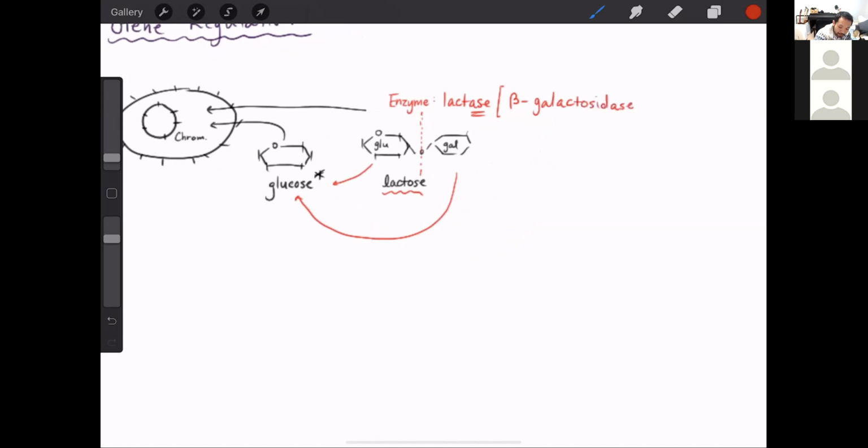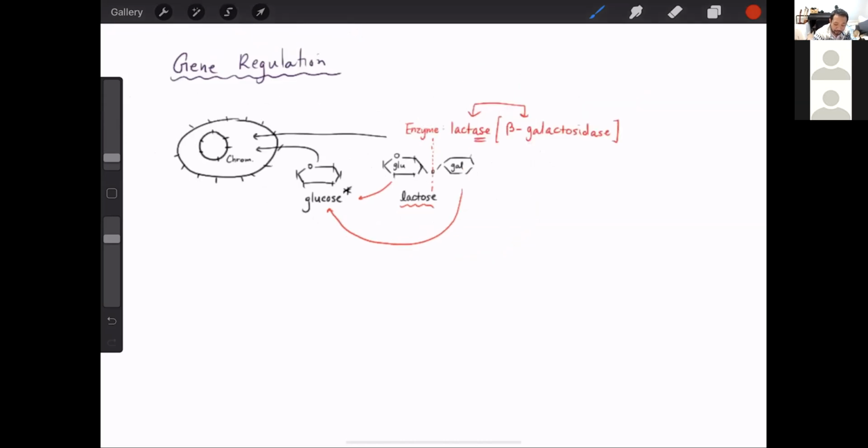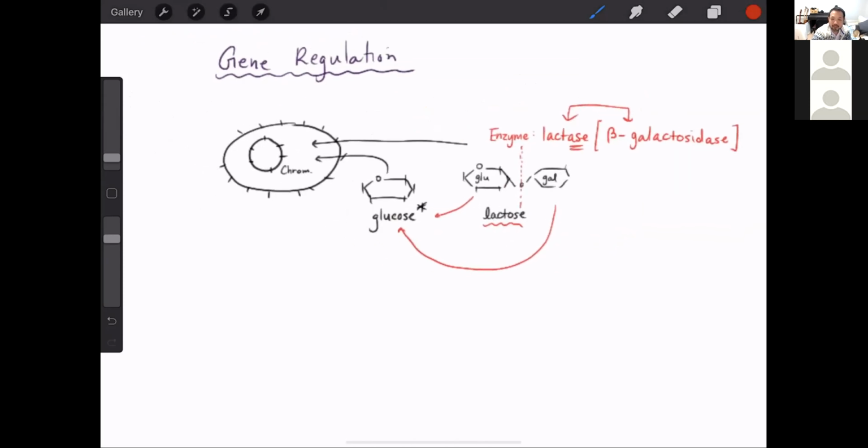Beta galactosidase. Okay, that's what we call it. But you know, that's just a fancy term to describe what lactase is in bacteria. Now, the reason why we're talking about it is simple. See, the thing is, if lactose is not present in the environment, then there's absolutely no reason that E. coli needs to produce this protein lactase.